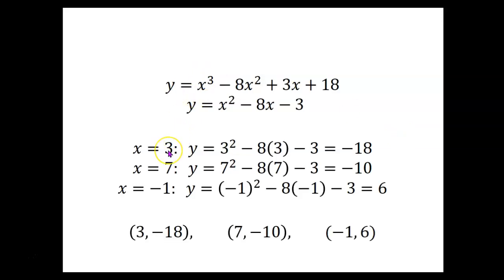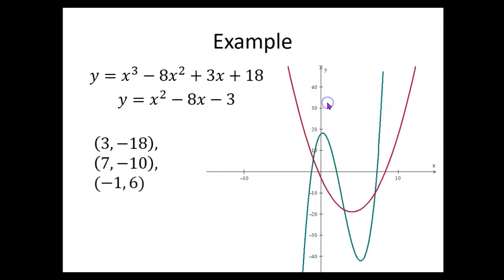So our solutions, written as pairs of numbers with x and y together, are 3, negative 18, 7, negative 10, and negative 1, 6. And if you look at graphs of these two equations, the 3 points where the graphs intersect are 3, negative 18, 7, negative 10, and negative 1, 6.